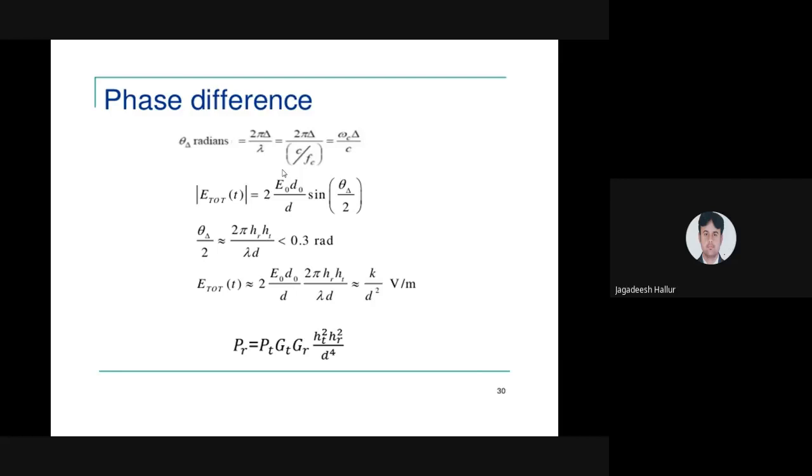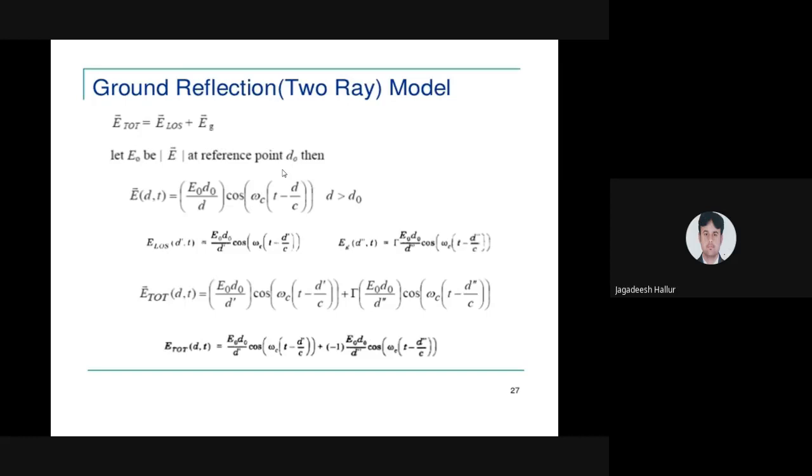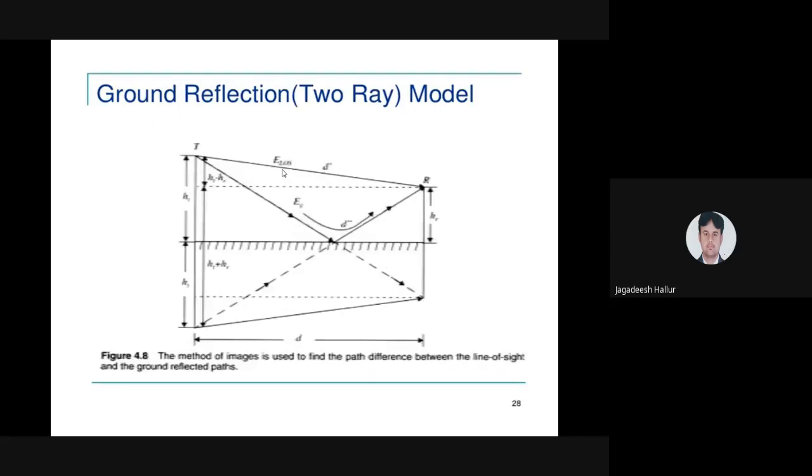divided by D to the power 4. This is the second derivation in unit number 2, that is our ground reflection model or two-ray model. From the MCQ point of view, you have to remember this main equation, that is E into d comma t equals E naught d naught divided by d cos omega c t minus d divided by c. We are using two distances for two waves: the ground reflection model, that is d double dash, and the direct line of sight d dash.